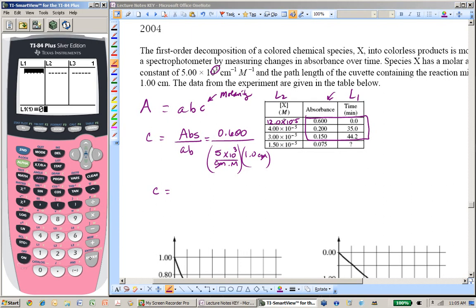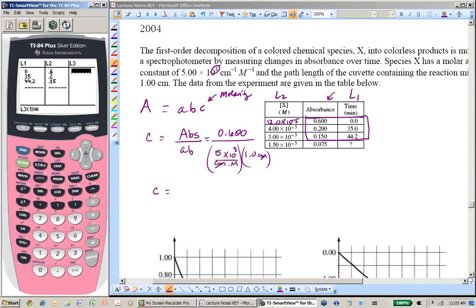0, 35. So why did I hit 6? I don't know. Bad aim. And 44.2. Got it. Those are times. And then 0.6, 0.2, 0.150.